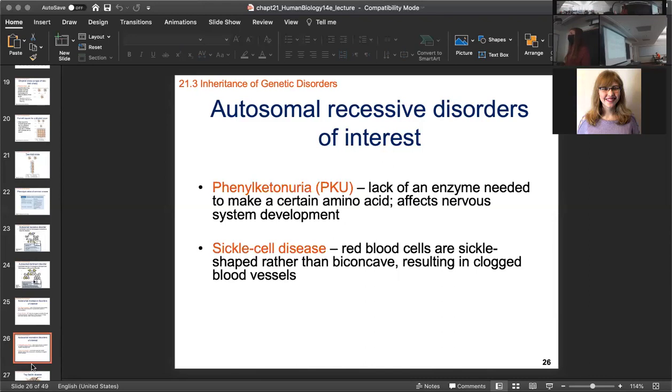PKU is the lack of an enzyme needed to make a certain amino acid. It affects the nervous system, so this can cause some like trembling, twitching, it's as if your body's reacting to stimuli that's not there. Sickle cell disease, we talked about this with red blood cells. This is also an autosomal recessive disorder. We talked about this, right? If you have two individuals, like I can use this table again.